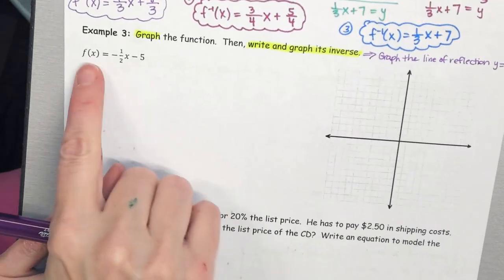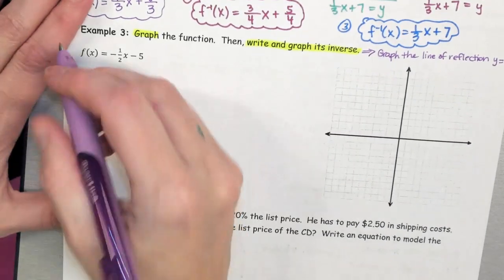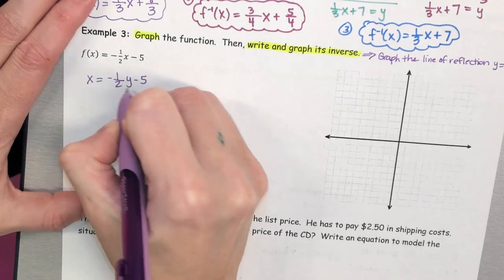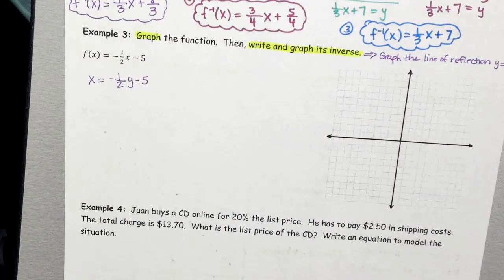Okay, so let's start by just finding the inverse for this. Switch your x and y, and then we're going to solve for y. So go ahead and do that. And then I just put the straight edges out today because we're going to be graphing linear functions.